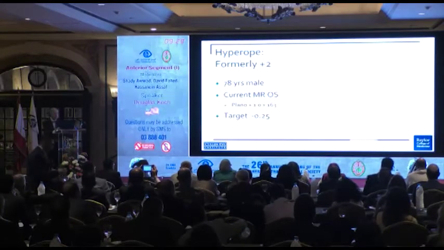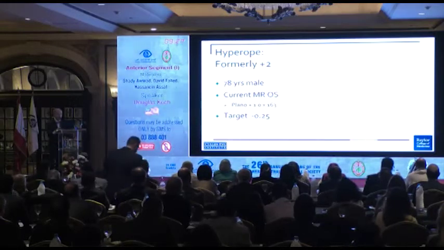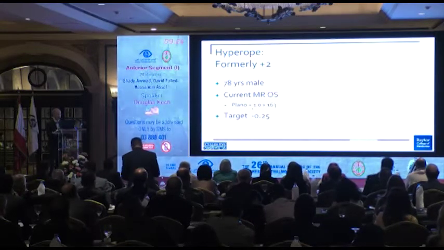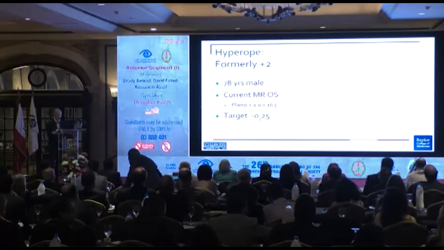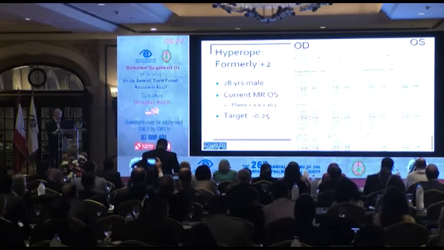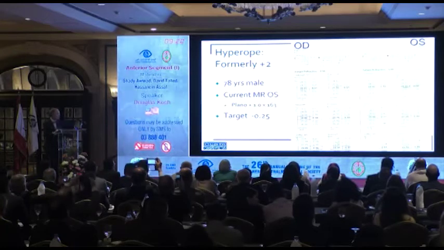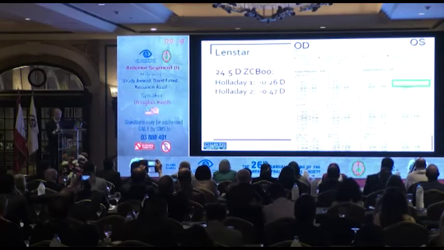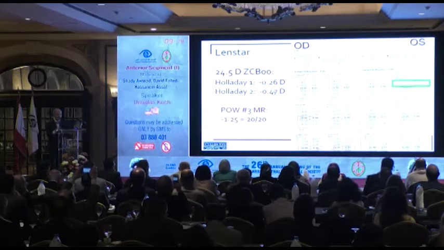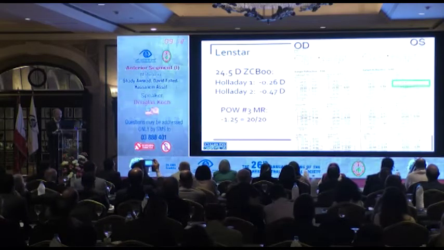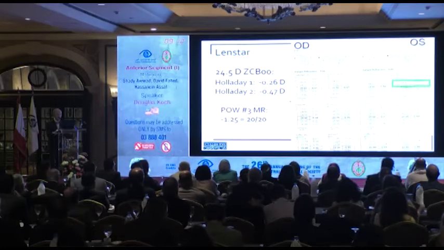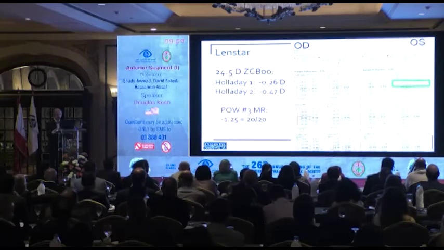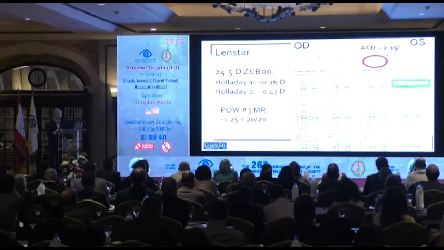Shorter eyes are even harder. A patient of mine who used to be plus 2.78, he's less hyperopic now. The target is minus 1/4. There's the lens calculation. 24 would be minus 0.26. And the Holladay 1 predicts that. The Holladay 2 says minus 0.47. I put the IOL in. The patient ended up, instead of minus 1/4, minus 1 1/4. Why is that? Well, as it turns out, this patient had an anterior chamber depth of 2.19.